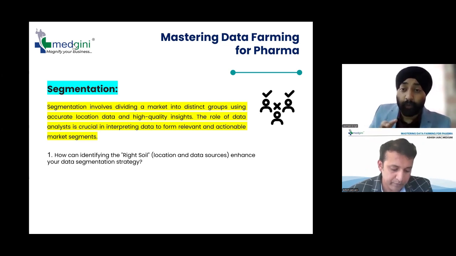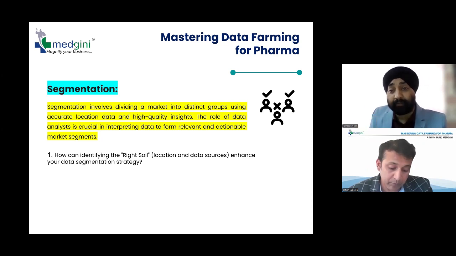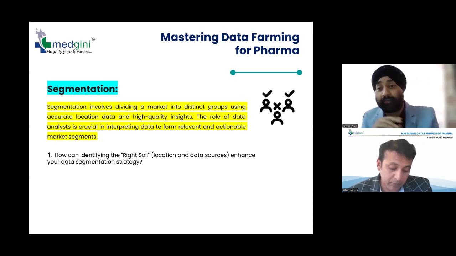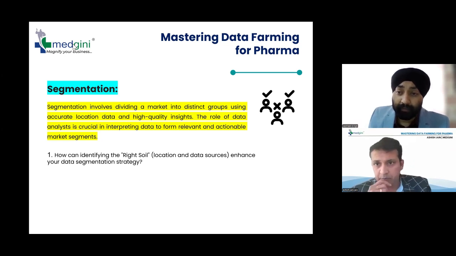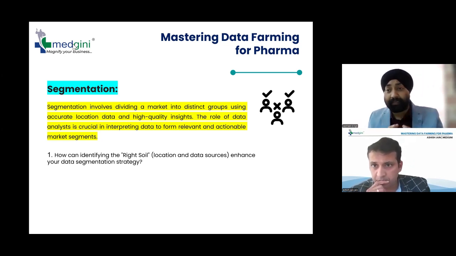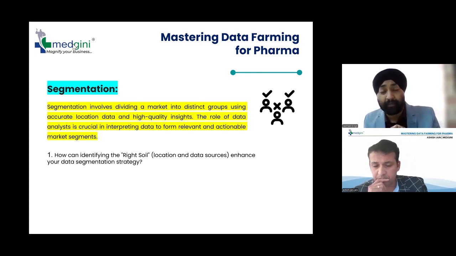Similarly, at a doctor level, we do segmentation: who are our prescribers, who are our non-prescribers, who are our partial prescribers, who are our metro prescribers, who are our non-metro prescribers. We do a lot of cohorting. We do a lot of segmentation in the pharma industry as well, right? So I think multi-level segmentation is of the essence, and data is the foundation to that.